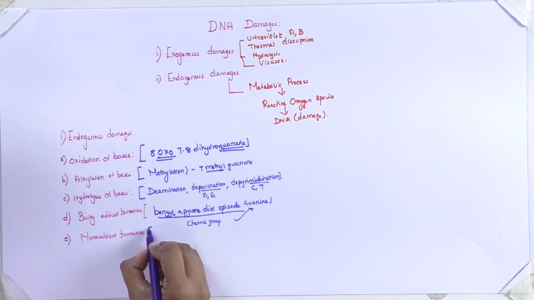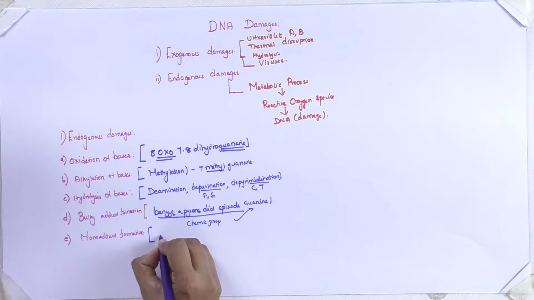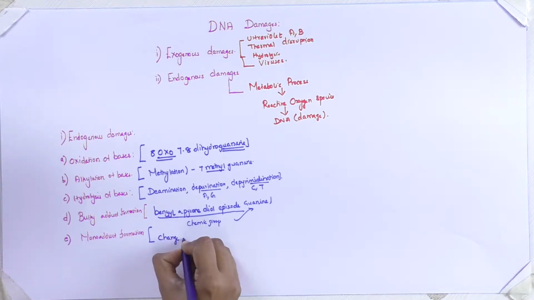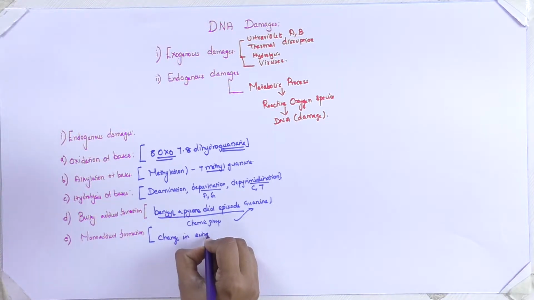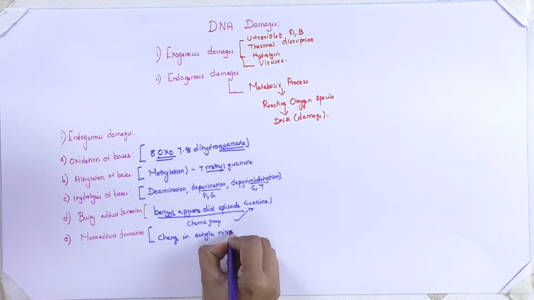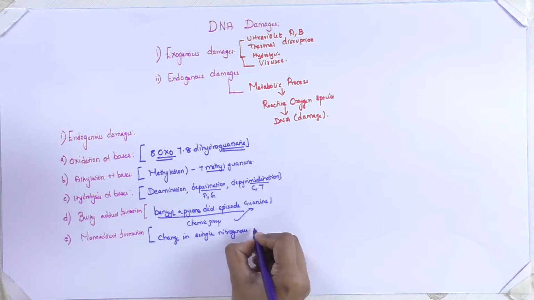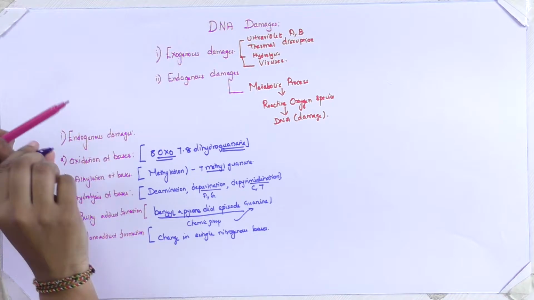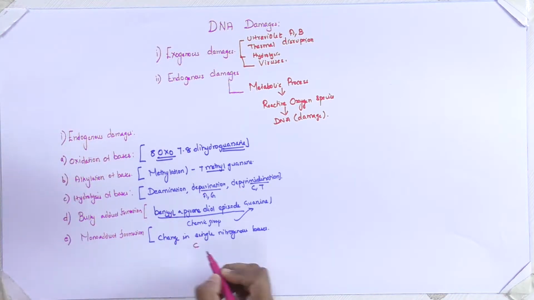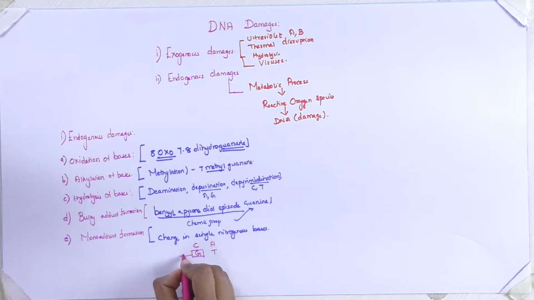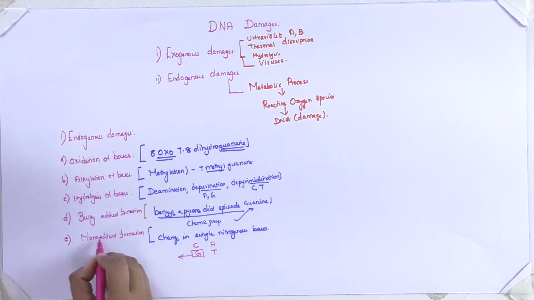The basic example for monoadduct formation is a change in single nitrogenous bases. For example, if you have a cytosine which is going to pair with your guanine and an adenine which is going to pair with a thymine, and one of the nucleotide bases has been replaced or removed, it will lead to monoadduct formation. And in a similar way you can also take diadduct formation.